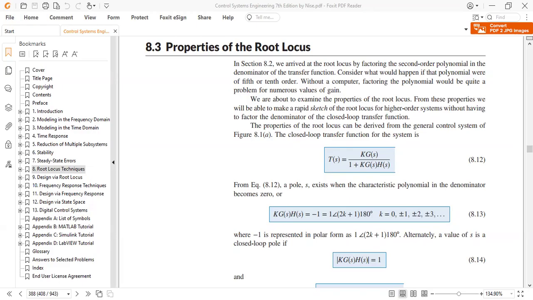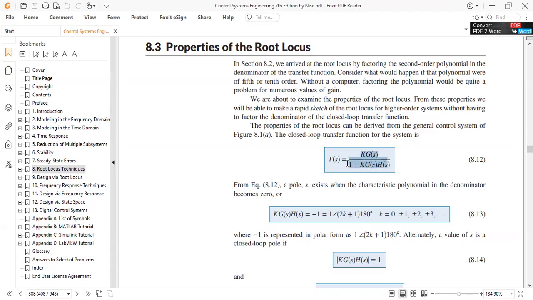So basically, we were talking about properties of root locus. Properties of root locus involve this closed loop transfer function, and this closed loop transfer function is the thing that we will discuss, and this is the main thing from which we further derive properties. So the first thing that we have is Kg of S divided by 1 plus Kg of S H of S. And this tells us that the poles of the denominator, that is 1 plus Kg of S H of S, are going to be the poles of our closed loop system.